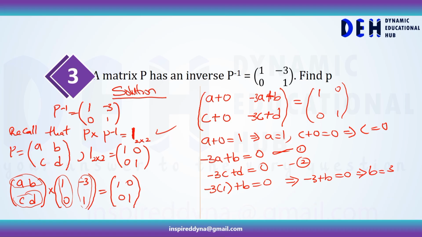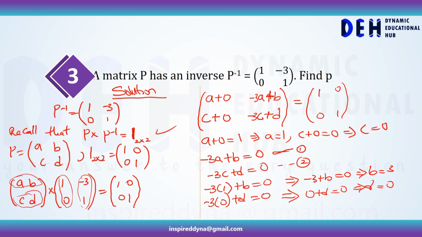Gotten B. So using equation 2, come over to equation 2. What are you going to do? Substitute the value of C. C is what? 0. So you have minus 3 multiplied by 0 plus D is equal to what? 0. So finally, what are you going to have here? 0 plus D is equal to 0. So it implies that D is equal to 0.